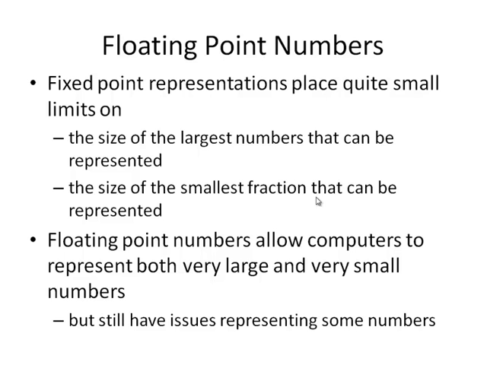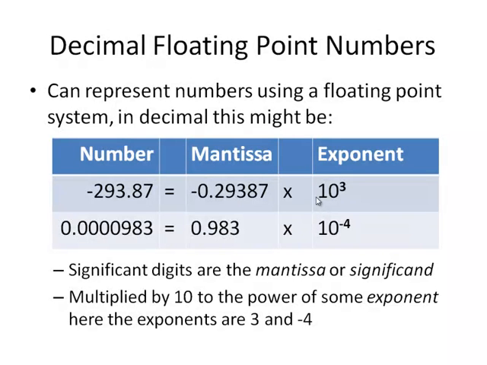But we can still have some issues representing some numbers. So, for example, to look at this in decimal first, a number system that we're used to using and is more familiar, we can break up a decimal number using a floating point. So we can consider the number minus 293.87, and we can represent this using values called the mantissa and exponent. The mantissa is also sometimes called the significand, and these are the significant digits. The significant digits here are 29387. So we can represent this with a mantissa of 0.29387, just the significant digits.